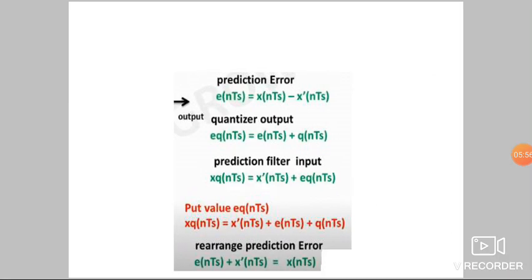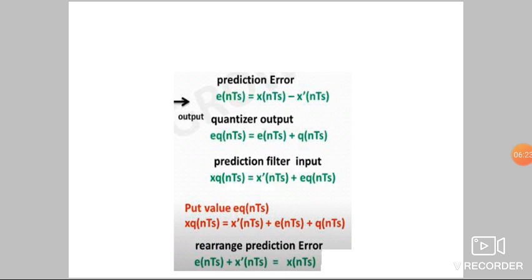Here the predicted value x̂(nTs) is produced by using a prediction filter, a signal processing filter. The quantizer output signal e_q(nTs) and the previous prediction are added and given as input to the prediction filter. The signal is denoted by x_q(nTs). This makes the prediction closer to the actual sampled value.